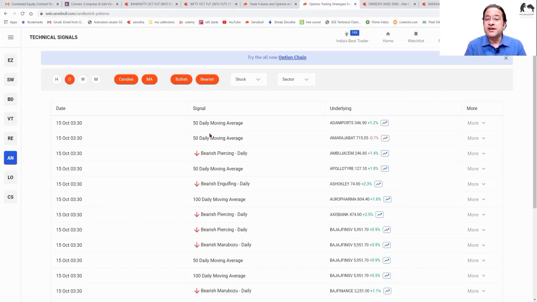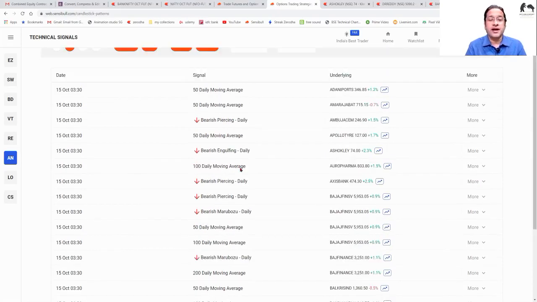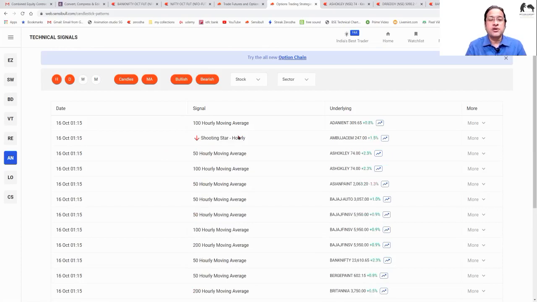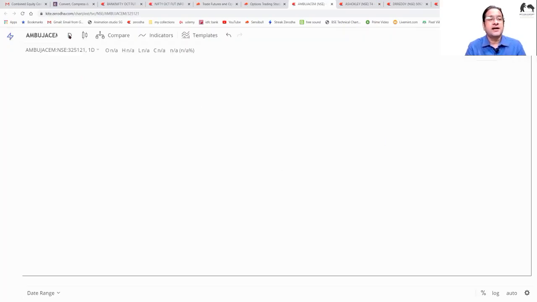It basically tells you that a bearish piercing has happened on a daily chart, or a bearish engulfing. And some of the stocks trading around the 100-day as well as the 50-day moving average, it also gives you an indication, based on which you can make your decision. This is also available on an hourly chart. When you look at an hourly chart now, for Ambuja Cement, there is a shooting star, which it says. Let's check on an hourly chart what exactly it has to say.